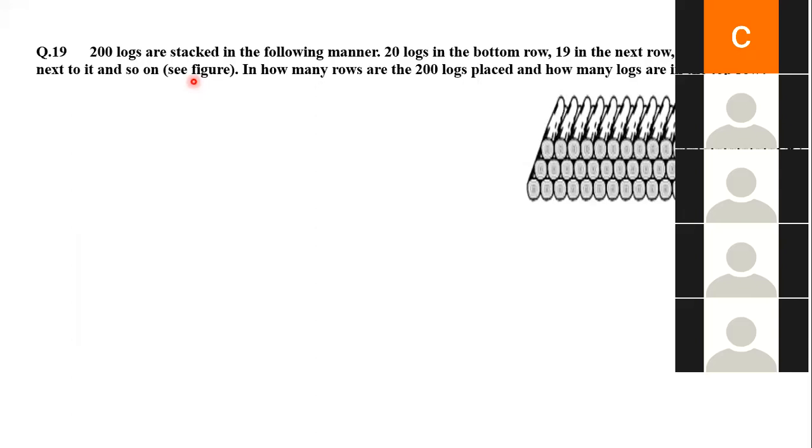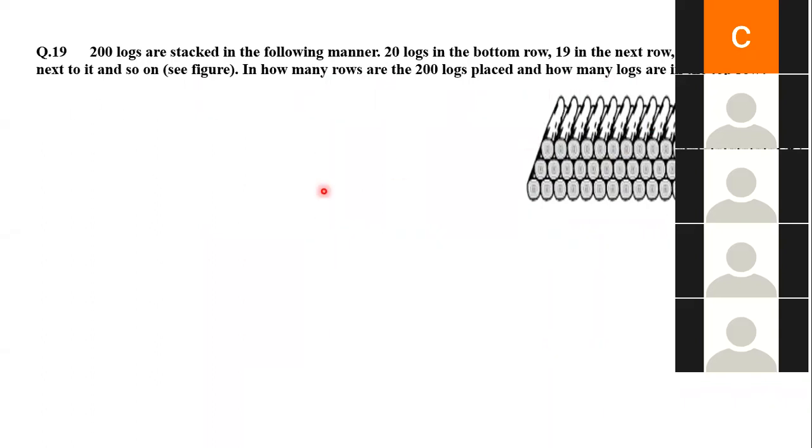200 logs are stacked in the following manner. There are 20 logs in the bottom row, 19 in the next one, 18 in the next, and it keeps on reducing: 20, 19, 18, 17, like that. In how many rows are the 200 logs placed, and how many logs are there in the top row?